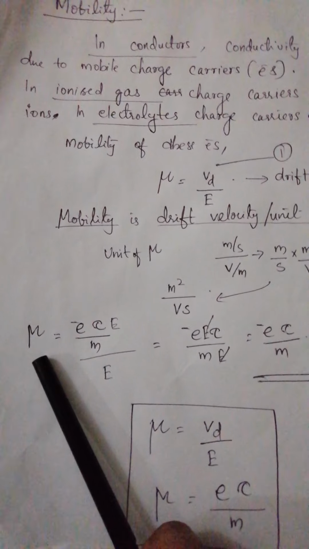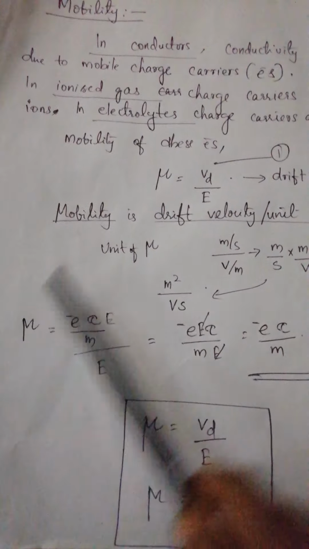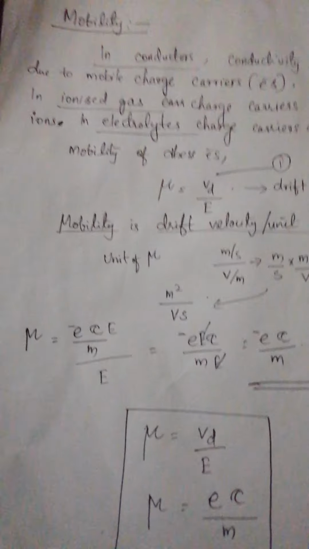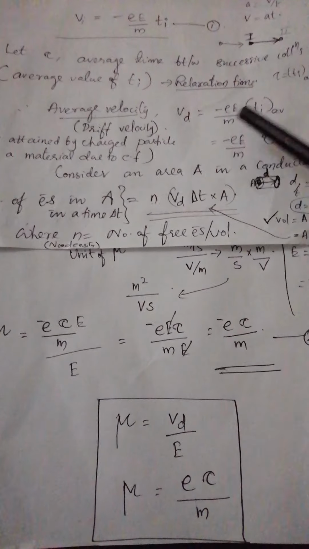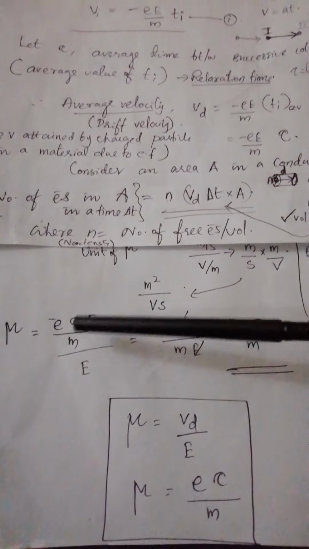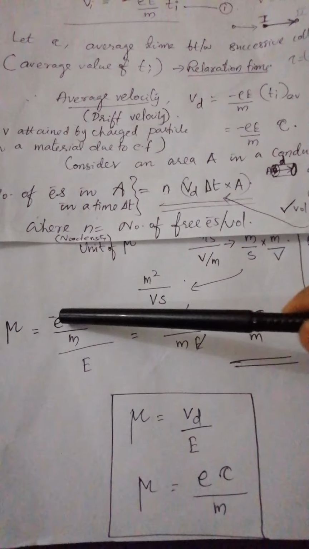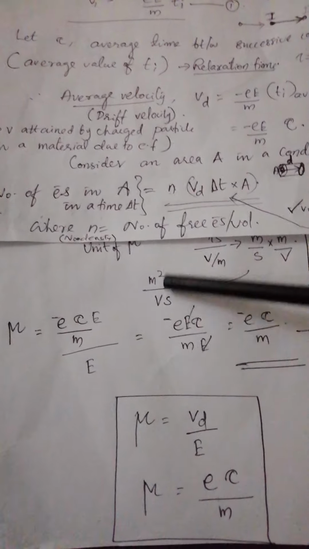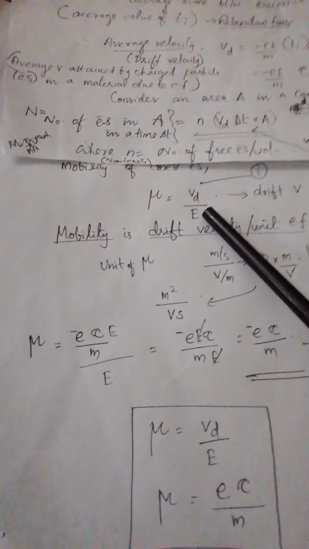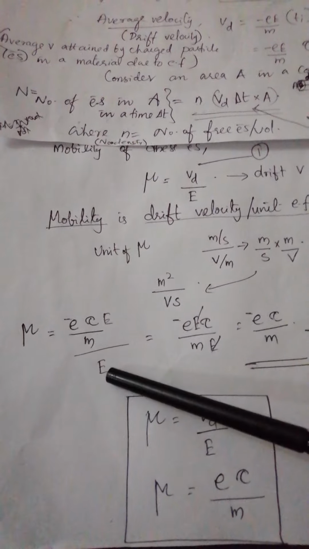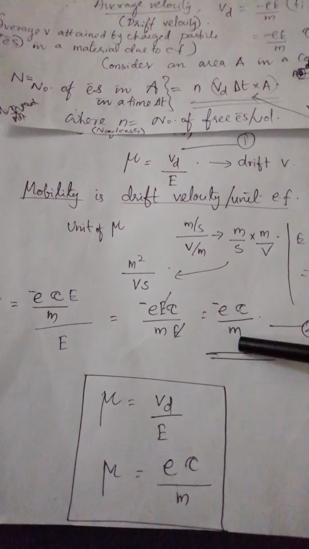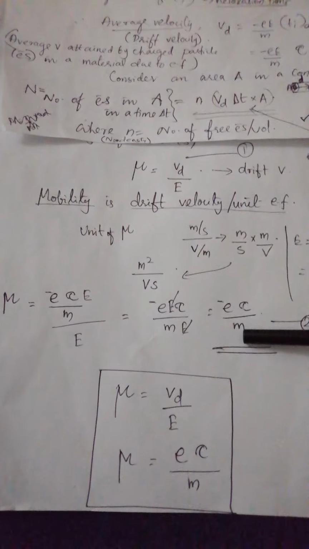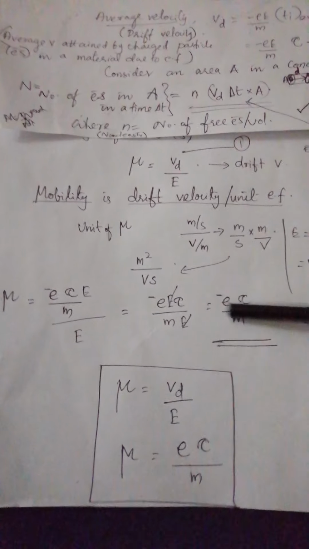And now the equation for mobility we can develop. That is, mu is equal to Vd, the drift velocity. Drift velocity equation we have already developed: drift velocity is minus e tau by m into E. Just we are putting this value here, minus e tau E divided by m, divided by electric field E. So here electric field gets cancelled. Now the equation will become minus e into tau divided by m. This is the equation for mobility of an electron.